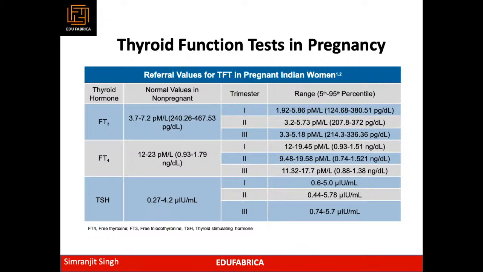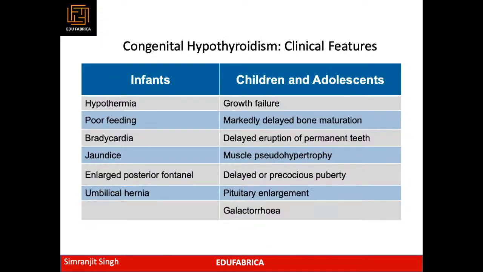Thyroid function is also tested during pregnancy, that is FT3, FT4 and TSH. There are three trimesters during that part. The normal values in pregnancy are 3.7 to 7.2, 12 to 23 and 0.27 to 4.2 for FT3, FT4 and TSH respectively. During these three trimesters the values range as written there. If the values are going up and down, then there is a problem with the thyroid and it needs to be checked. Then there's congenital hypothyroidism, which happens in children.